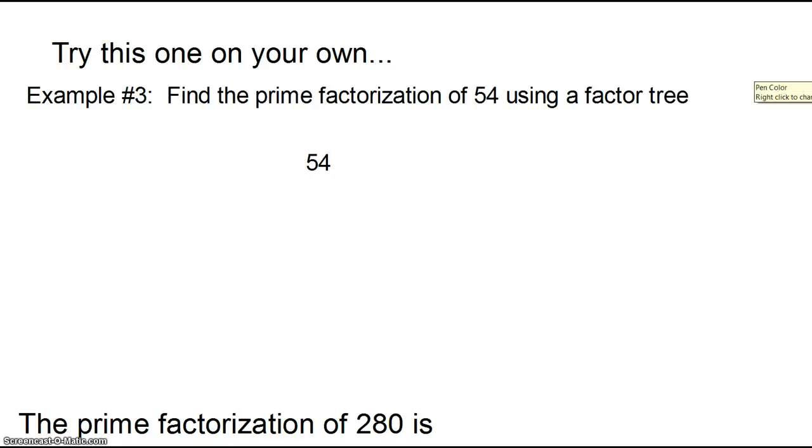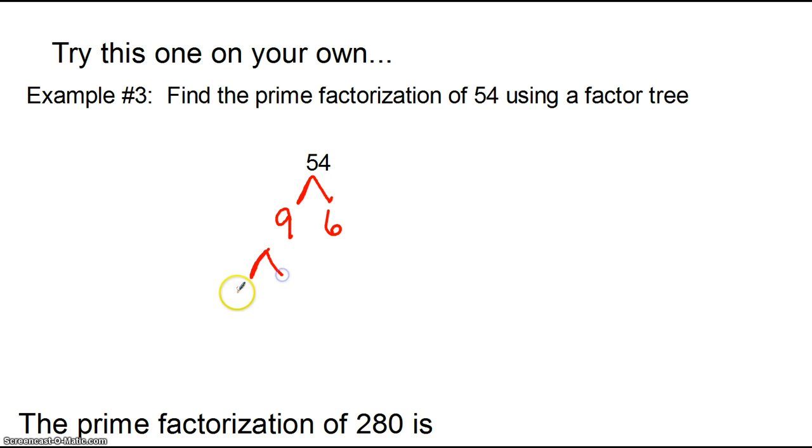Alright, for this one, I chose to start with 9 and 6. You could have chosen to start with a different first set of factors, but the cool thing is you will always end up with the same prime factorization. So if you didn't start at 9 and 6, hold on and see if you get the same final answer.